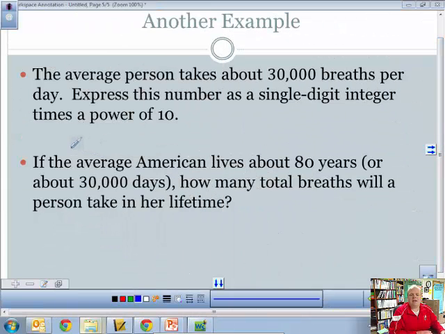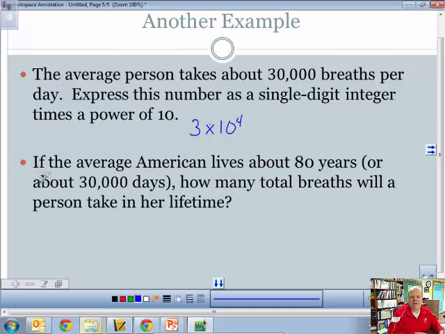Okay, here it says the average person takes about 30,000 breaths per day. Alright, express this number as a single digit integer times a power of 10. Well, so I have 30,000. The 3 sits in the 10,000s place. So I'm going to have 3 times 10 to the 4th. Okay, I have a single integer, and it's written as a power of 10. Pretty simple, right? Let's look at the next one.